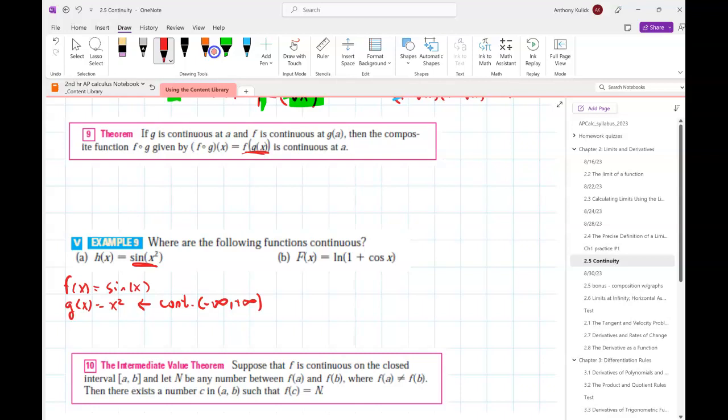Now, if I'm looking at these, how much of that can I plug into sine? Never mind. The domain for sine is also all real numbers. Can I plug all real numbers in for sine if the domain is all real numbers? Of course I can. So they're both continuous.